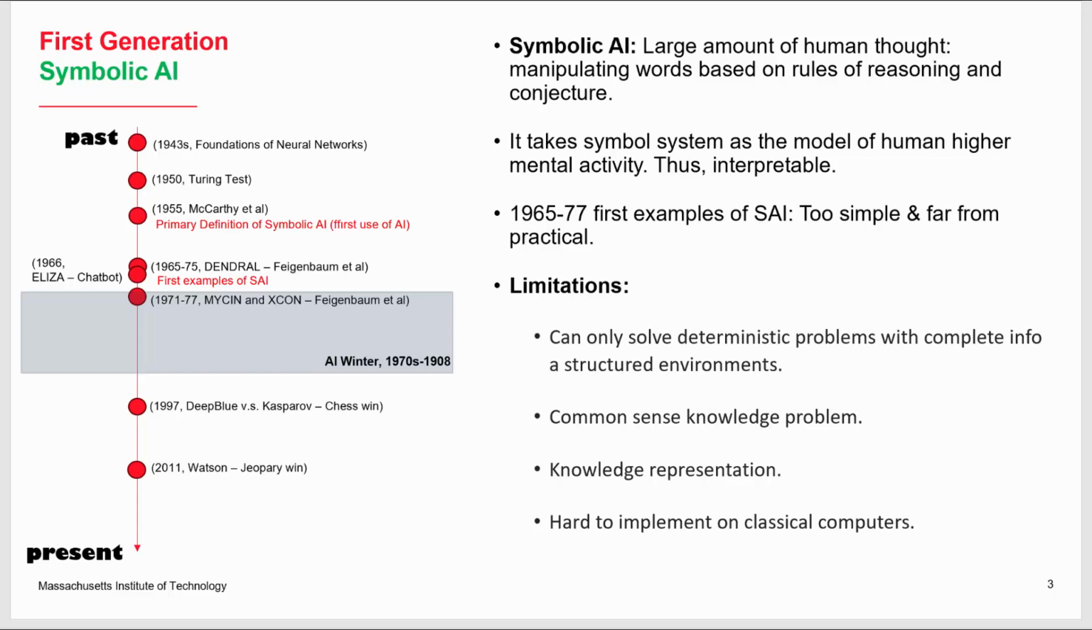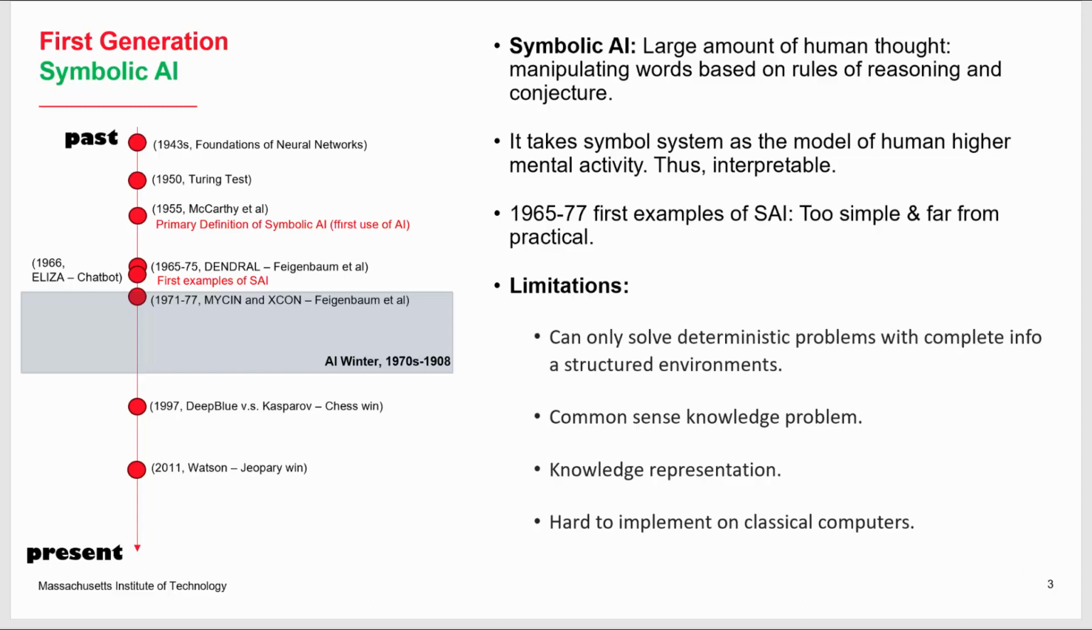Symbolic AI, the very first examples of intelligence modeling efforts, is a symbol system adapted as the model of human higher mental activity. Symbols are typically characterized by compositionality. Simple atomic symbols may combine and form complex symbol sequences, such as found in the foundations of language. From 1965 to 1977, the first examples of symbolic AI appeared. They were too simple and far from practical.